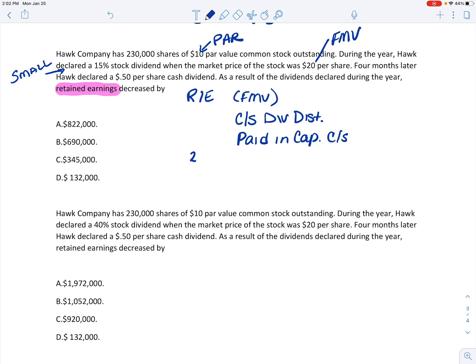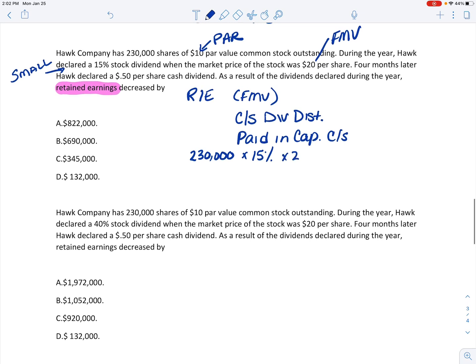I have 230 shares. I want to pay a 15% dividend. And because it's a small stock dividend, I'm recording this at market or fair market value. If I do that math, that comes to 690,000.